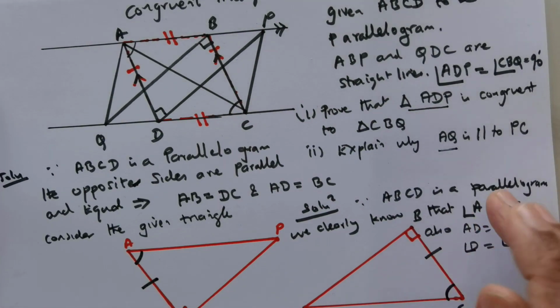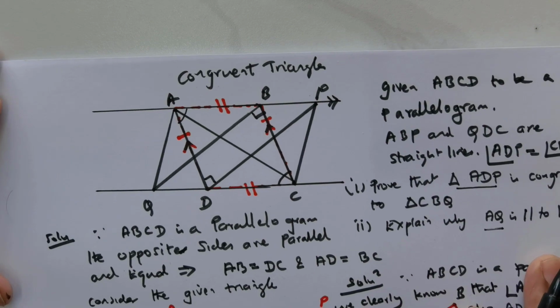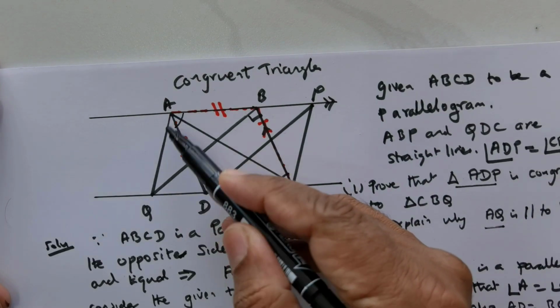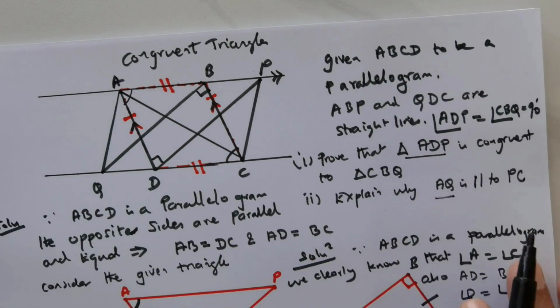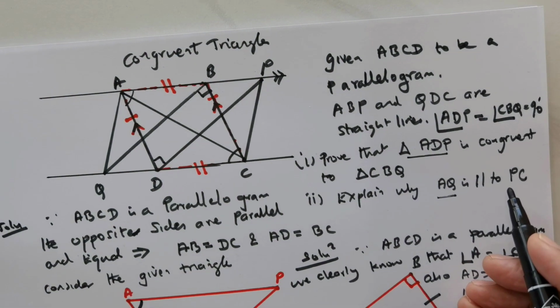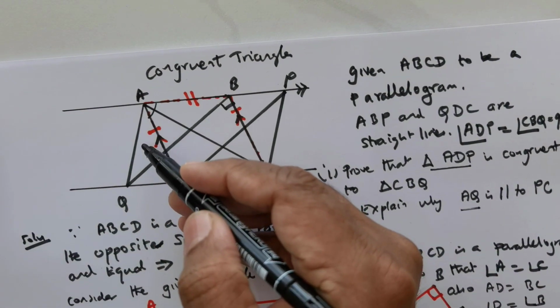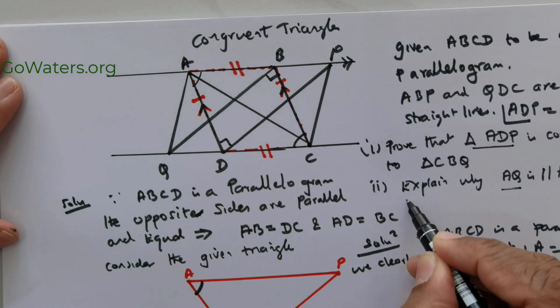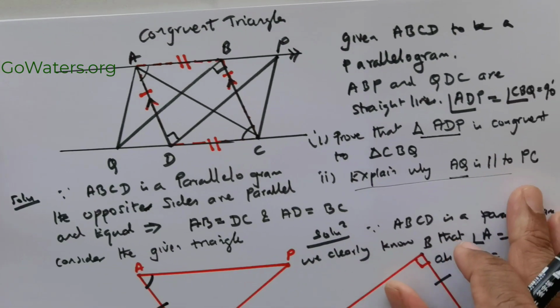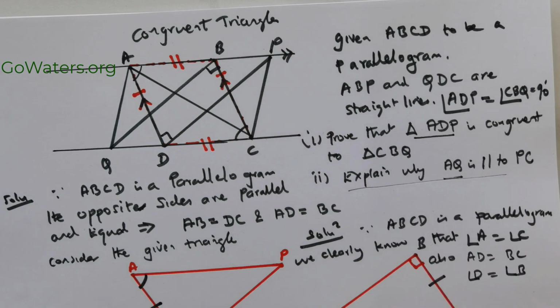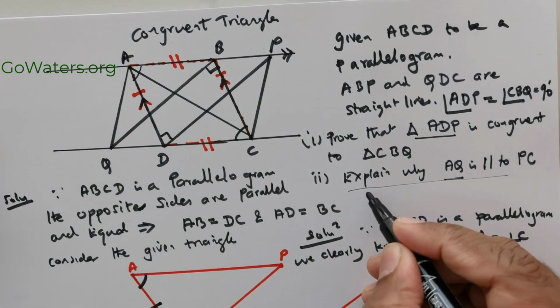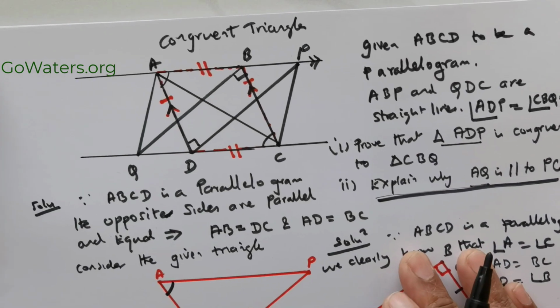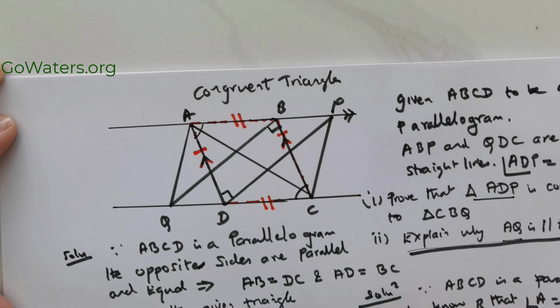Explain why AQ, let me go to the figure, why AQ is parallel to PC. So we have to actually justify why AQ is parallel to PC. Now let's work out the second part. Second part needs some justification. Explain why AQ is parallel to BC. So we need to provide this explanation. Now let us go to the figure.